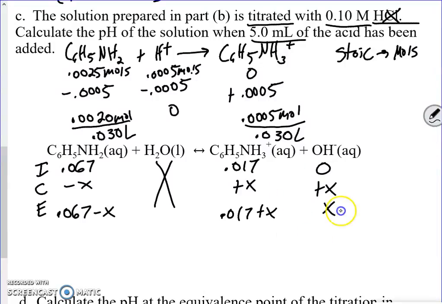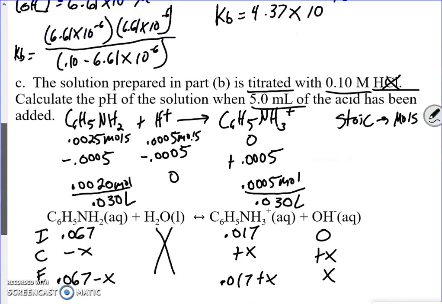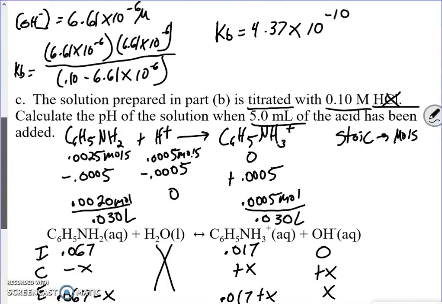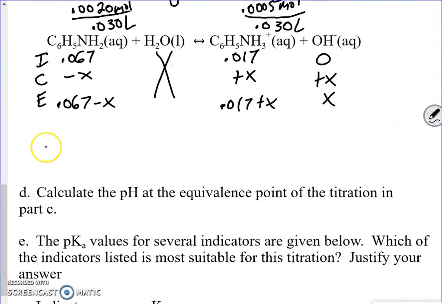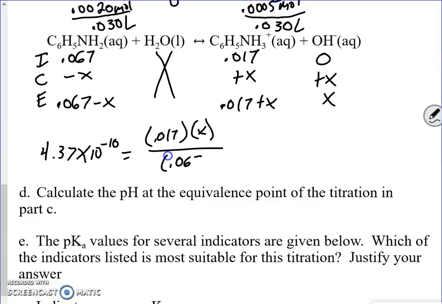Now, how do we solve for x? How do we solve for hydroxide? Well, that requires our K expression and our Kb, which remember we calculated up here, so 4.37 times 10 to the negative 10th. 4.37 times 10 to the negative 10th is going to equal products over reactants, so 0.017 times x divided by 0.067. And remember, we're getting rid of the minus x and plus x because K is so small. We're assuming that 0.017 plus x and 0.067 minus x are essentially those original numbers. So let's get what that value is.